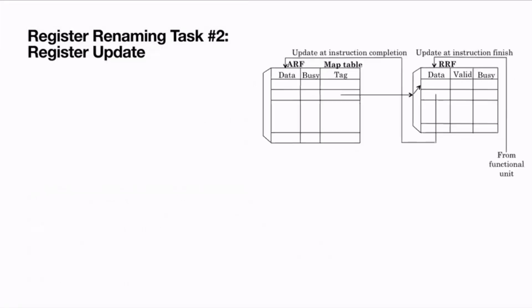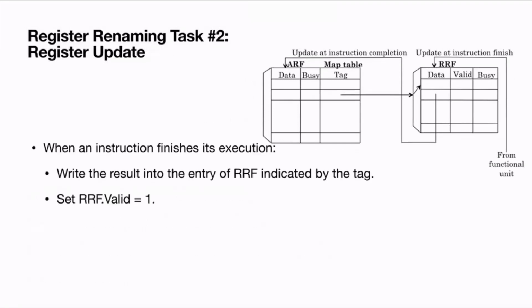Next, updating the registers. That is, when the instruction finishes execution, when the instruction is committing, during that time we are going to update the registers. Once the instruction finishes, we take the value and put it into this RRF. For that, we have this sequence of steps.